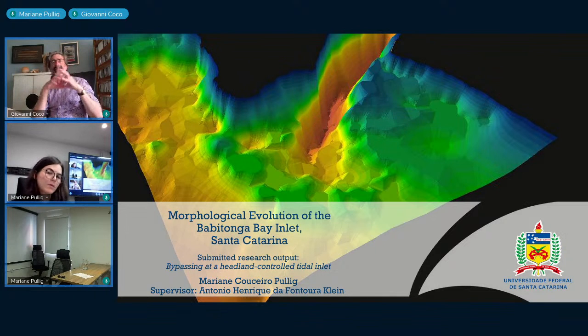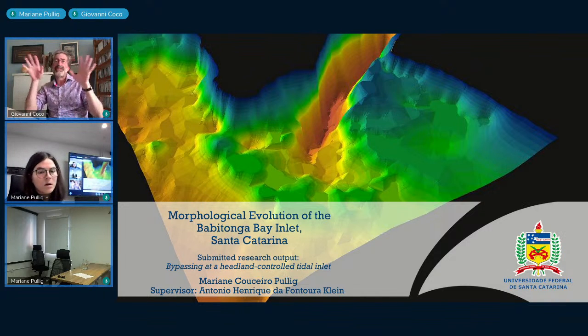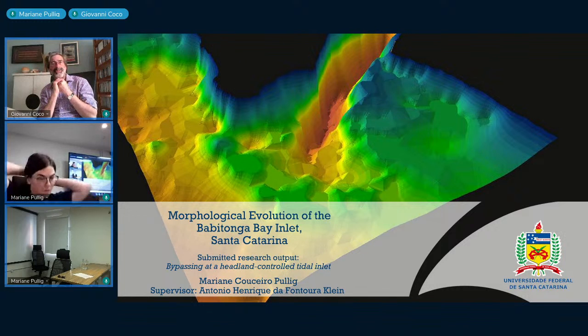Those types of inlets, or at least a lot of these inlets that I've seen that have such interesting behavior, there is almost some cycle that tends to be repeated. What do you think about those cycles within the context of the Babitonga Bay Inlet? Is it possible to think, let's imagine there is no sea level rise, but what are the future stages? You are probably one of the people that knows most about these inlets. So what do you think will happen in the future?